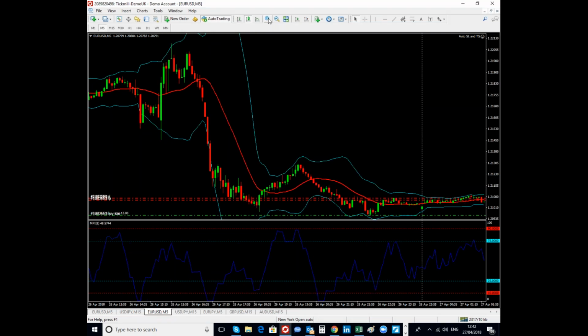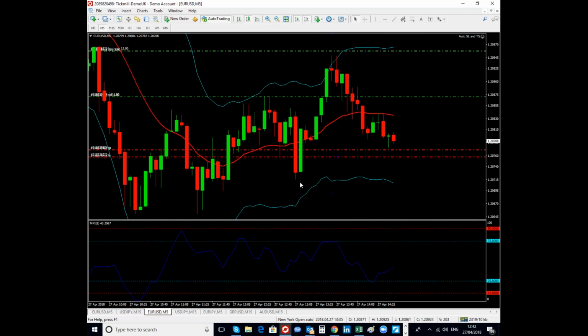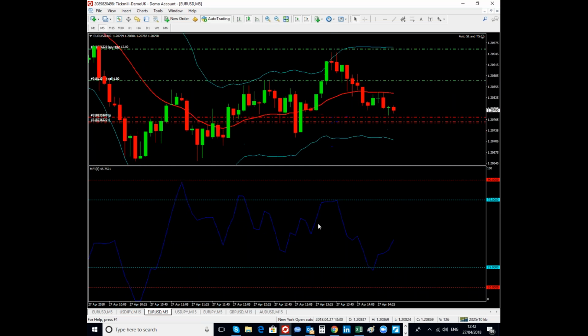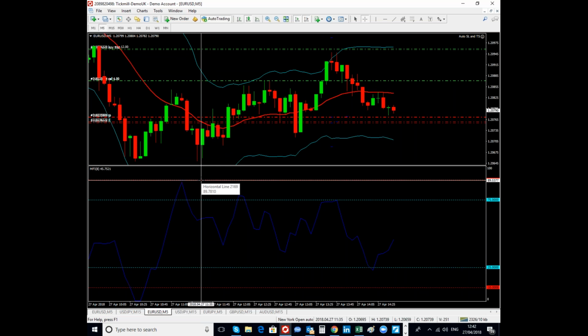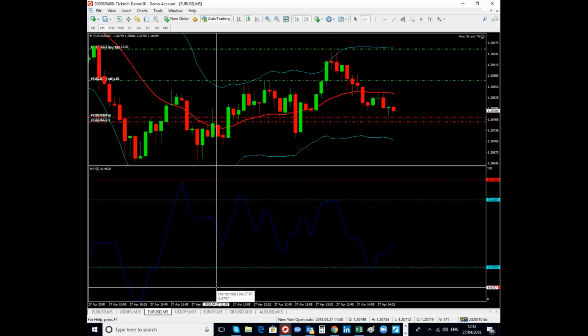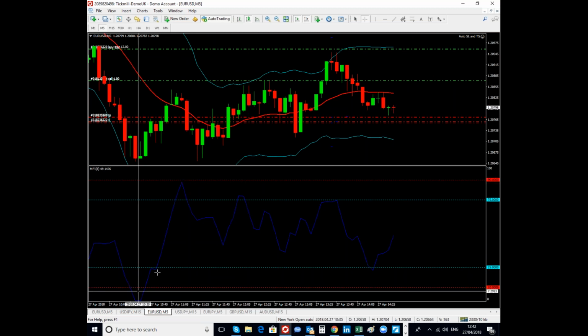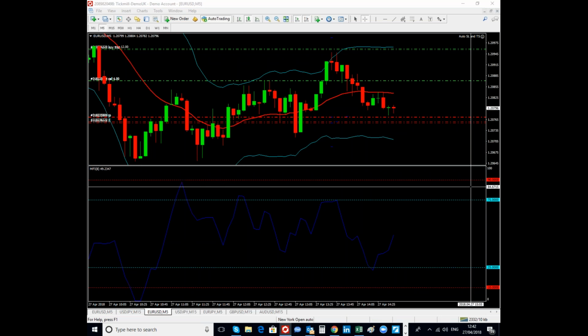Now, if we look at the indicator below it, this is the money flow index. It measures when money's going in and out of a particular asset or stock and so forth. What I've done is I've marked in red the extremes. If it hits the red line, either side, you buy or sell. Buy when it hits the bottom, sell when it hits the top. That's how you do it. You don't do it any other time.